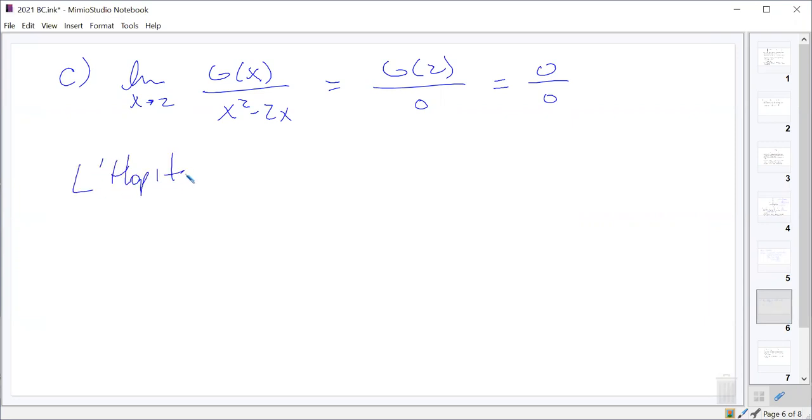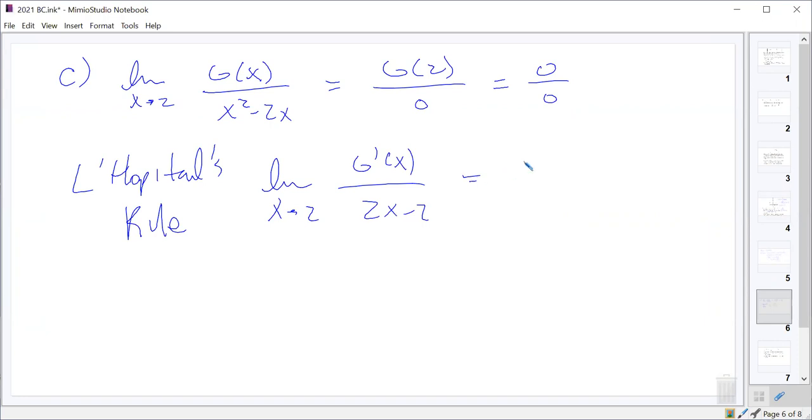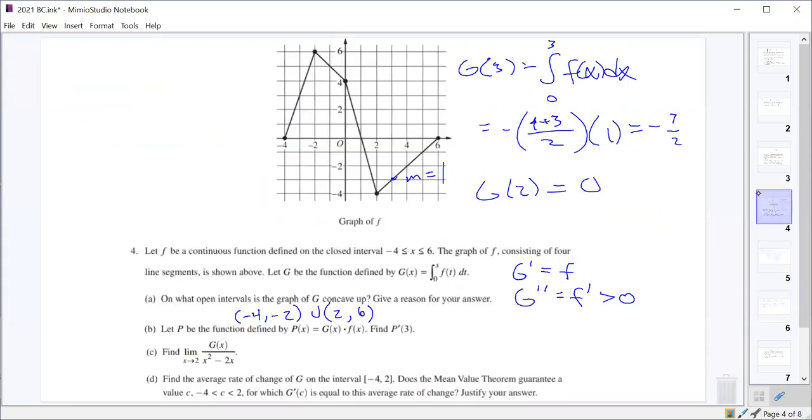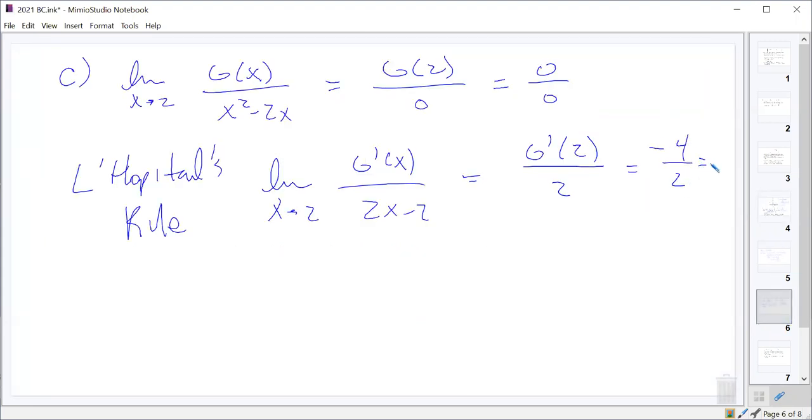L'Hopital's rule. This is the AP test right now, so you will indicate that you're using L'Hopital's rule by writing out using L'Hopital's rule. This becomes the limit as x approaches 2 of g prime of x over 2x minus 2. And now g prime of 2 over 2. What's g prime of 2? That's the value of f at 2, which is -4. We get -2. Everybody good with that? Zoom, are you all good with that? Yes. Wonderful.